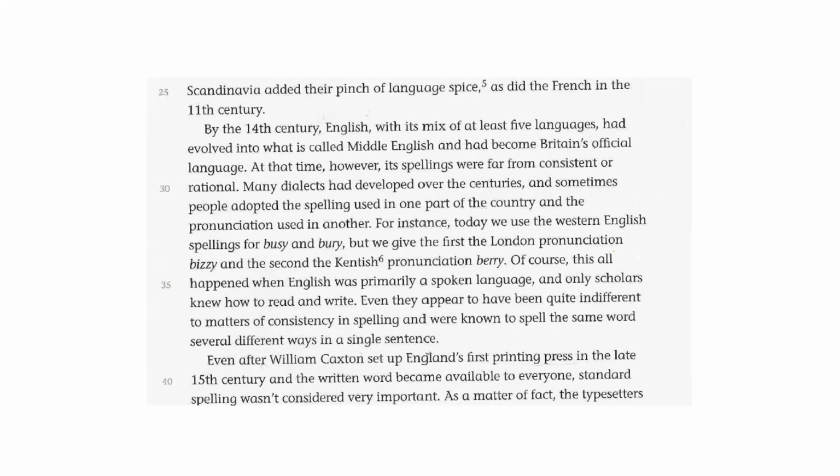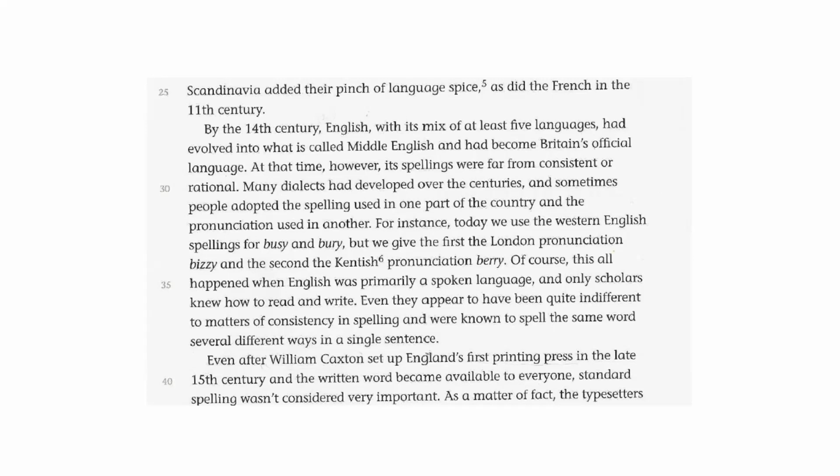At that time, however, its spellings were far from consistent, which means very not consistent, or even rational. That's pretty scary, not even rational. Imagine talking to a person that's not rational. We call them irrational. It's like, why are you picking up that frog and biting its head off? I don't know. That's pretty irrational. Don't do that, Temujin.